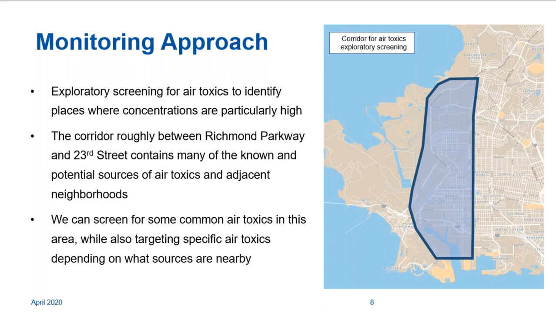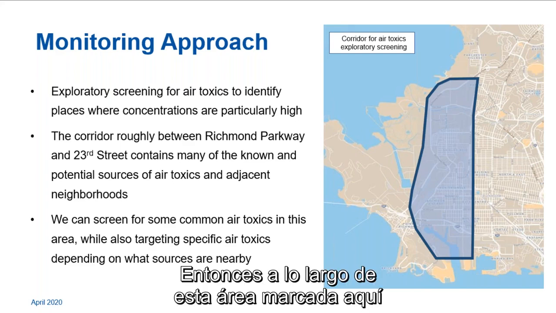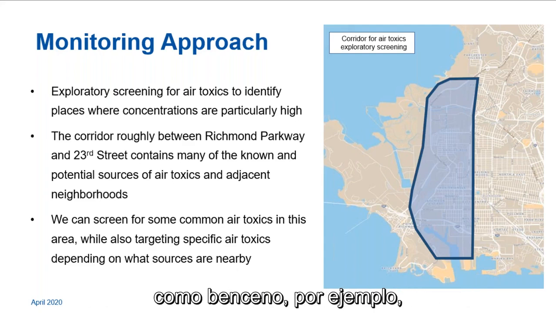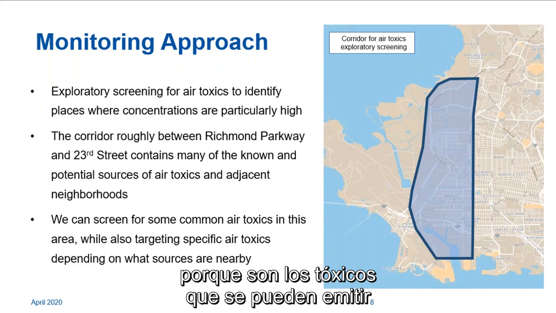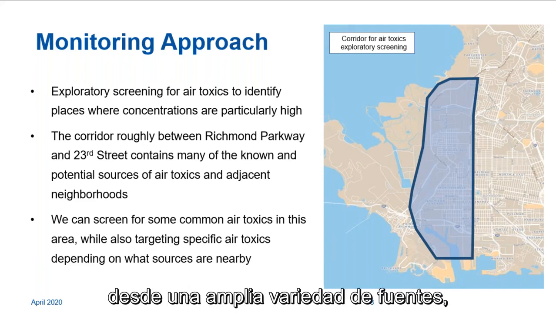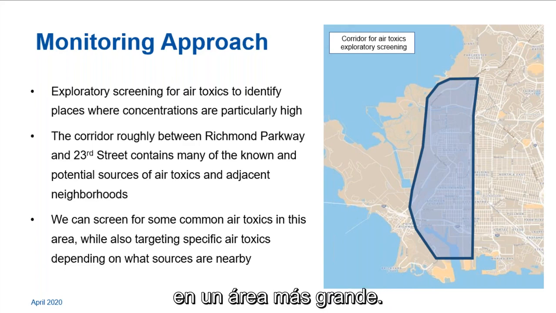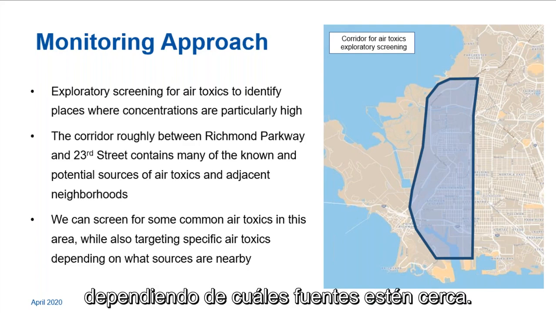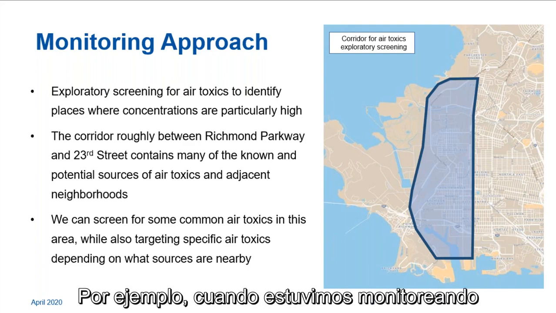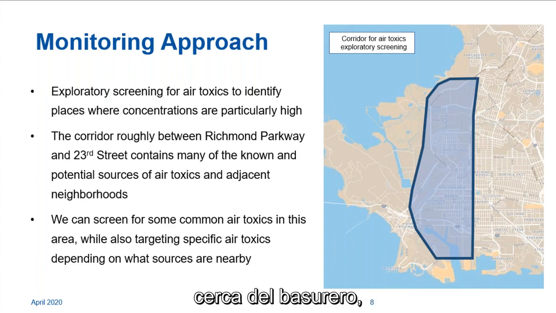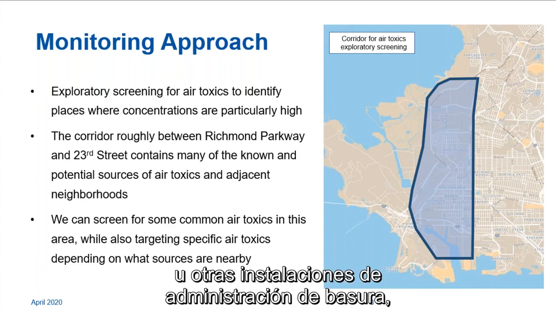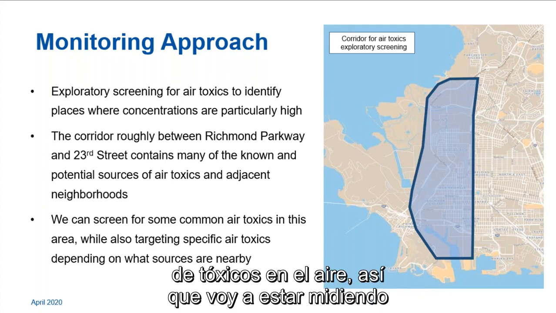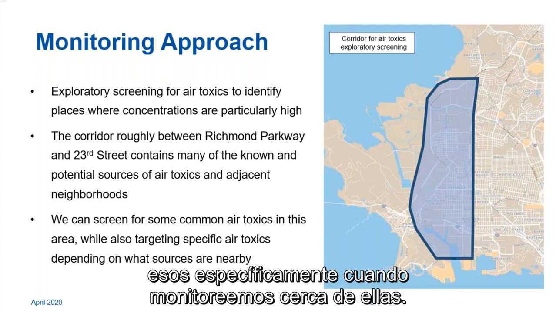So across this area, and that's highlighted here on the map on the right, we can screen for some common air toxics like benzene, for example, because those air toxics can be emitted from a wide variety of sources, so it makes sense to screen for them across a larger area. But we can also target specific air toxics depending on what sources are nearby. For example, when we're monitoring up near the landfill or other waste management facilities, we know that those types of facilities will produce certain types of air toxics, so we'll want to be measuring for those specifically when we're monitoring near them.